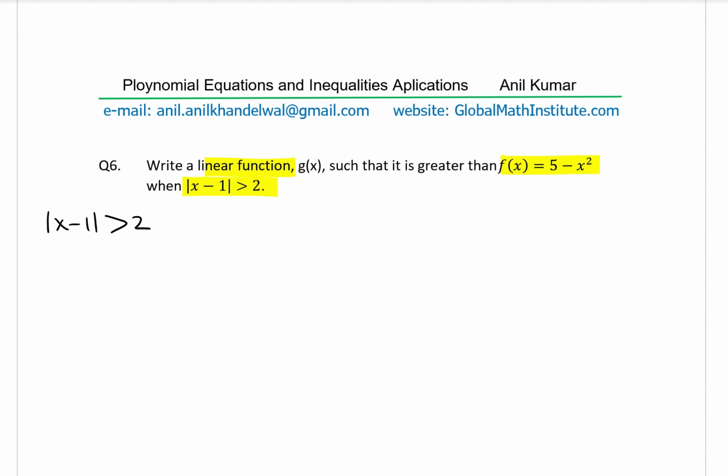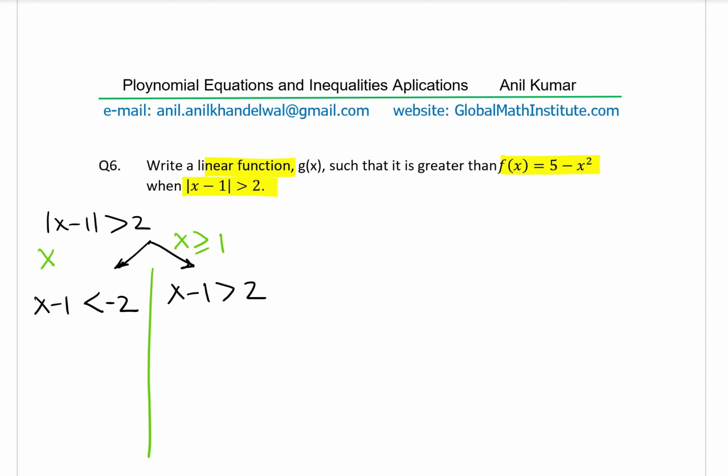So that really means that it could be written in 2 parts, right? Whenever you do absolute value inequalities, they can be split into 2 parts. One is when it is positive, x minus 1 is greater than 2, and the other one is the negative value. So we have x minus 1 less than minus 2. Now these two values, plus and minus, are in a particular interval. This is when x is greater than or equal to 1, and this is when x is less than 1, right? It comes from here.